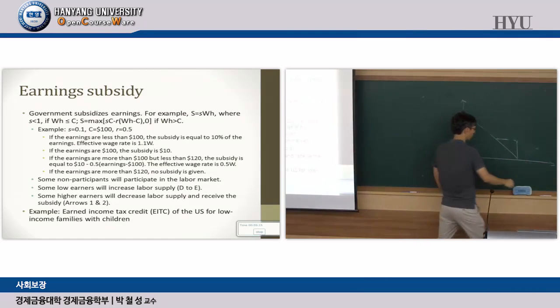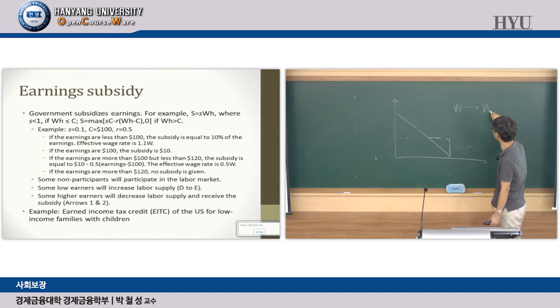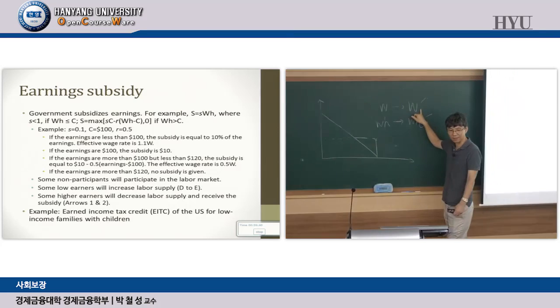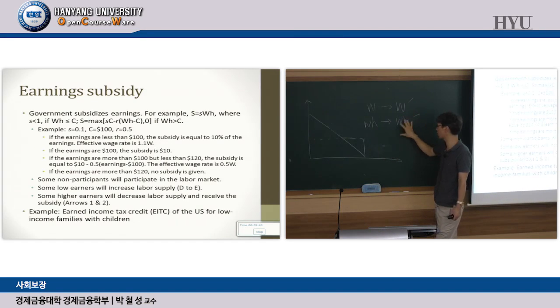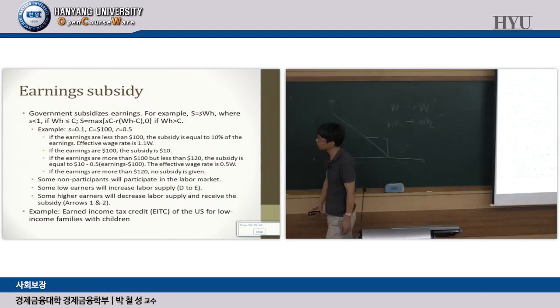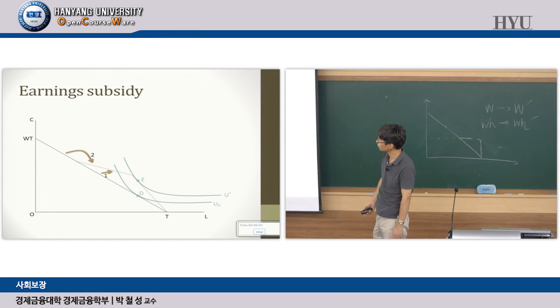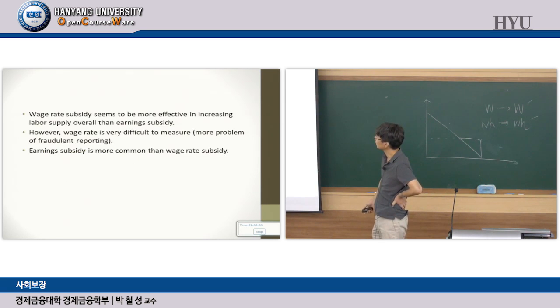So it's different. Wage rate subsidy is to make W to, let's say, W prime, so increase the wage rate. In this case, H to make H prime. So it's different. At the end, their earnings will likely be higher. Okay, but the route is different. So, earnings subsidy and wage rate subsidy, two ideas. Earnings subsidy, I will discuss in much more detail next class.